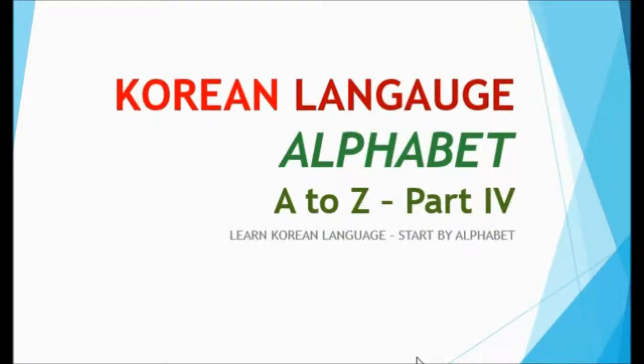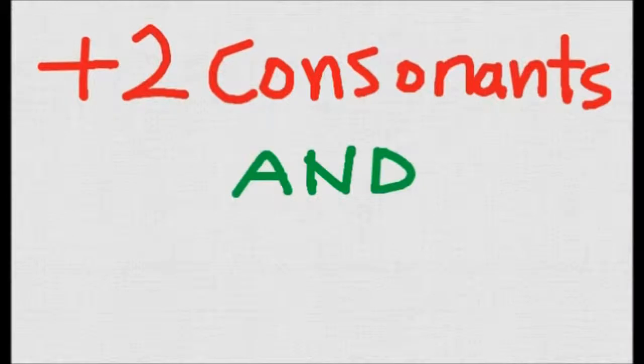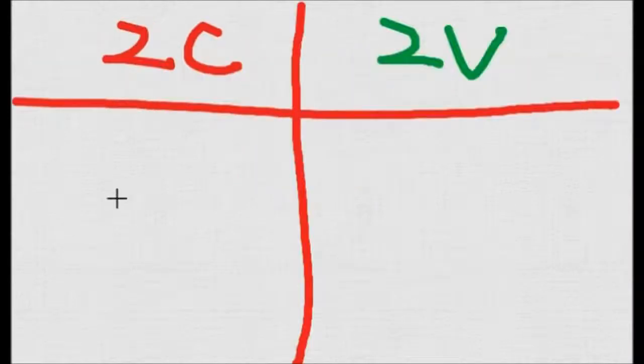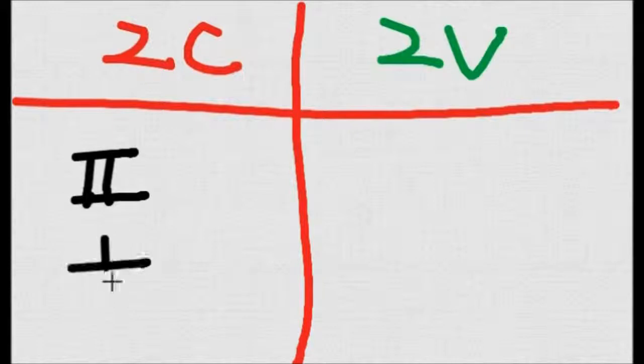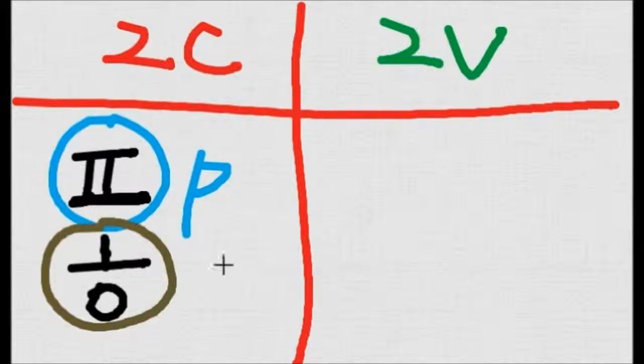Today we're gonna learn about the alphabet, part number 4. Today we're gonna learn about 2 more consonants and 2 more vowels. Here are the 2 consonants, this one and this one. This first one sounds like P in English, and the next one sounds like H in the English alphabet.